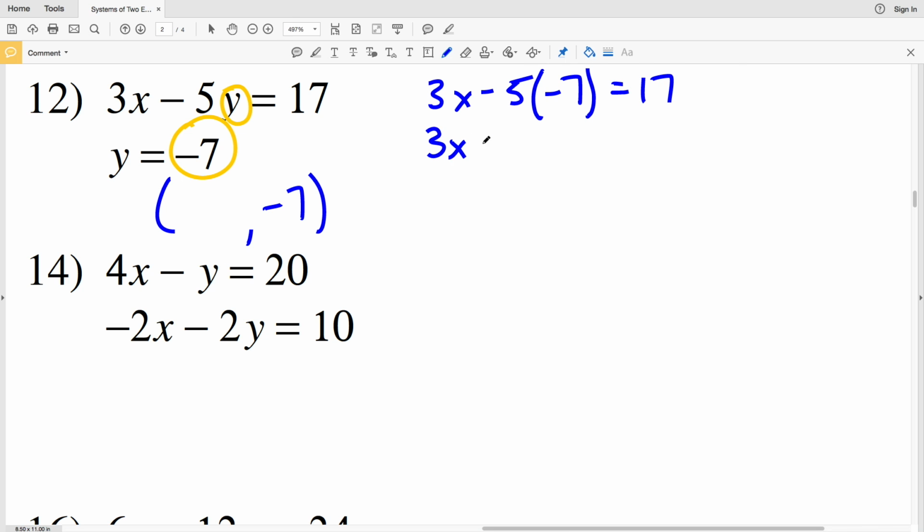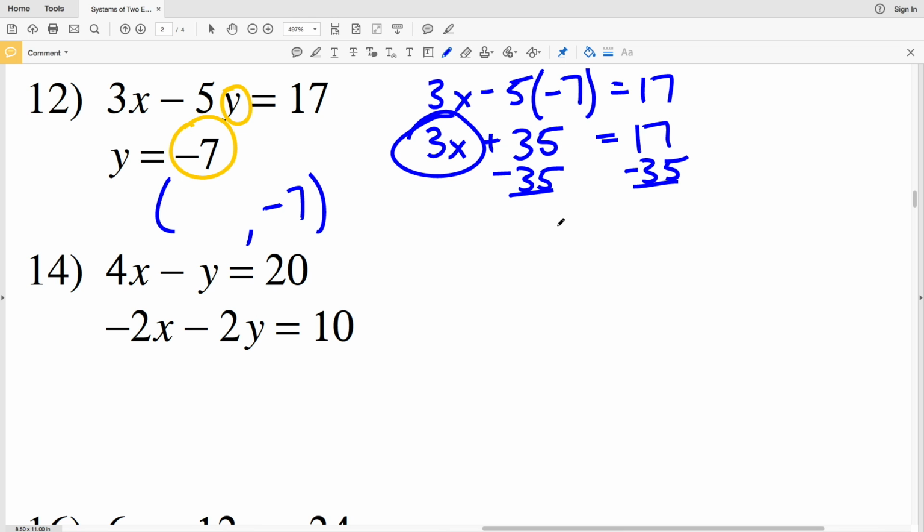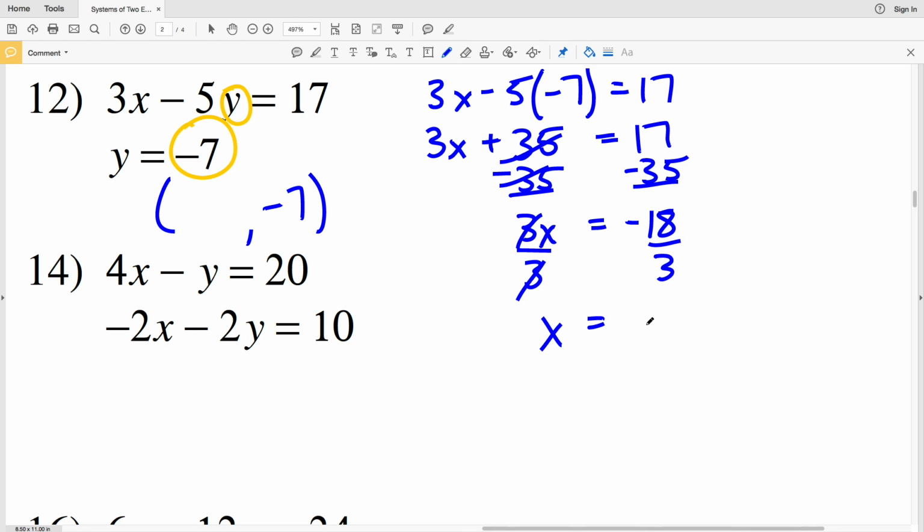So that's going to be 3x minus 5 times negative 7, which will be minus a negative 35. But if we're subtracting a negative, that's the same as adding a positive 35, and that's equal to 17. Now we'll subtract 35 from both sides in order to isolate our term with x. So we'll get that 3x equals 17 minus 35, which is negative 18. And finally, we'll divide by 3 to get that x is equal to a negative 6. So negative 6, negative 7 is our solution for number 12.